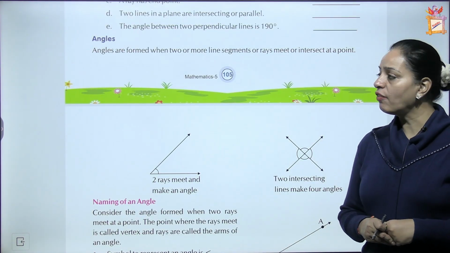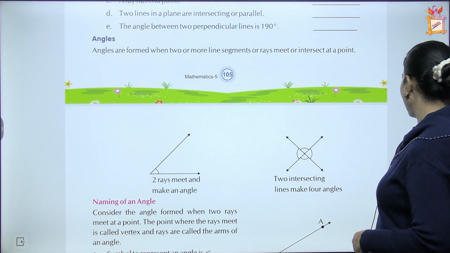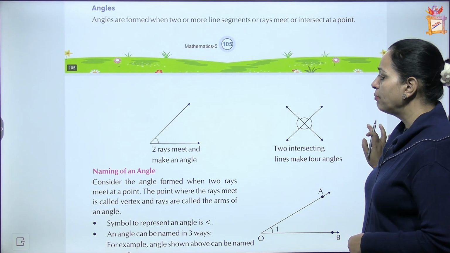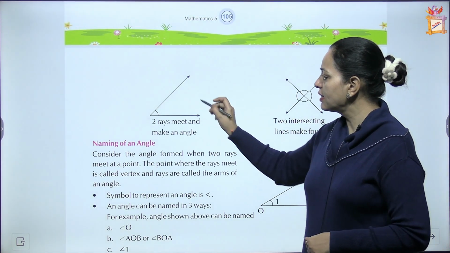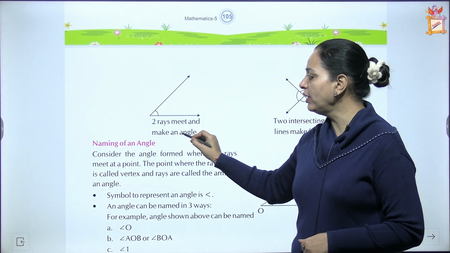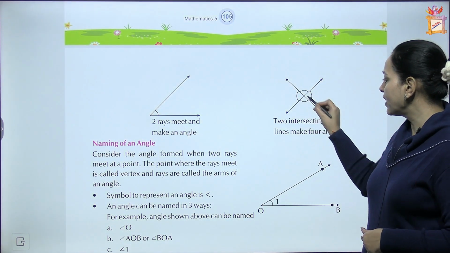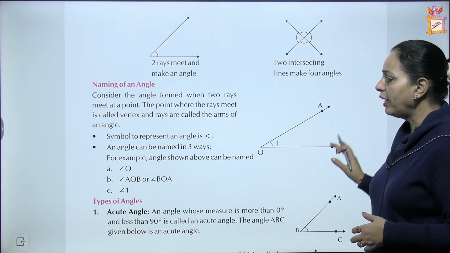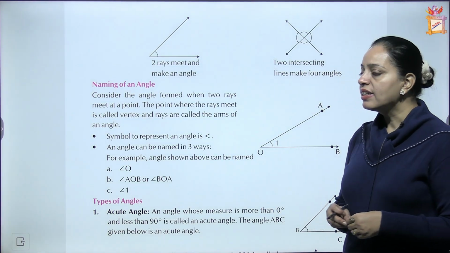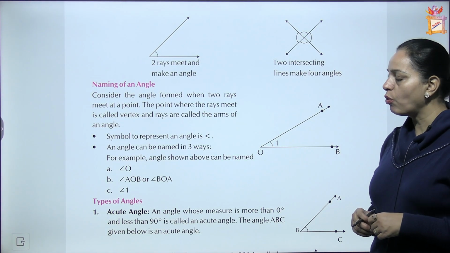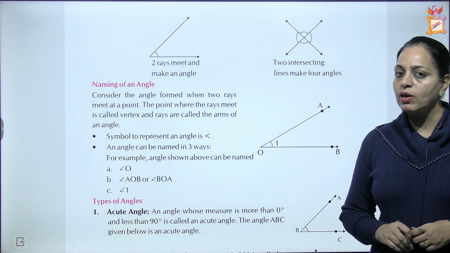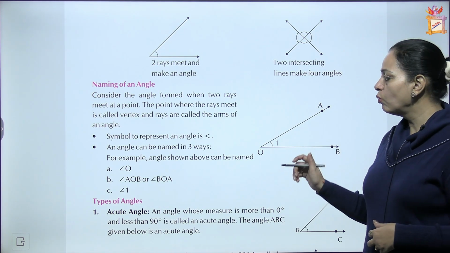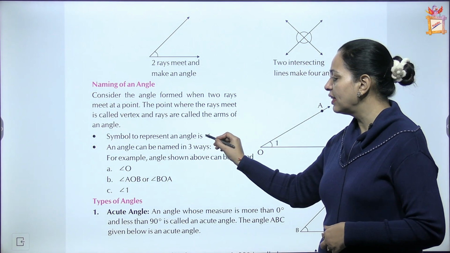Now angles. Angles are formed when two or more line segments or rays meet or intersect at a point. When two lines or two rays meet at a point like this, they are making one angle. Two intersecting lines are making four angles here. Now how can we name an angle? Consider the angle formed when two rays meet at a point. The point where the rays meet is called the vertex and the rays are called the arms of the angle. The symbol to represent an angle is this one.